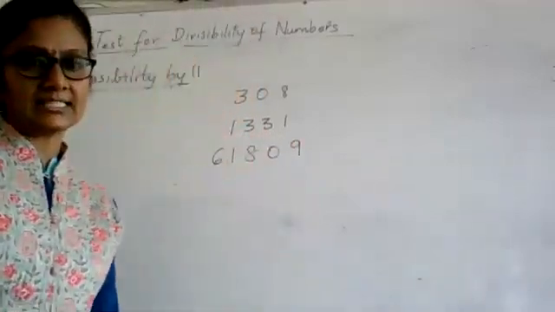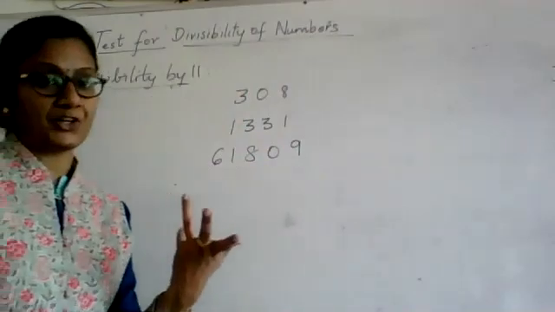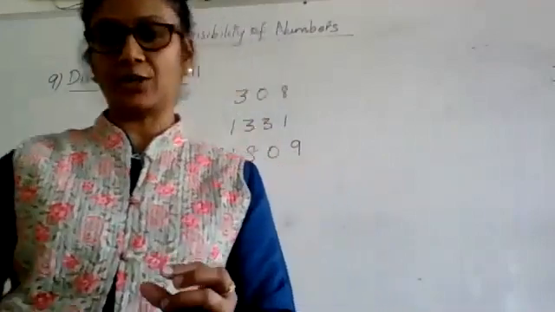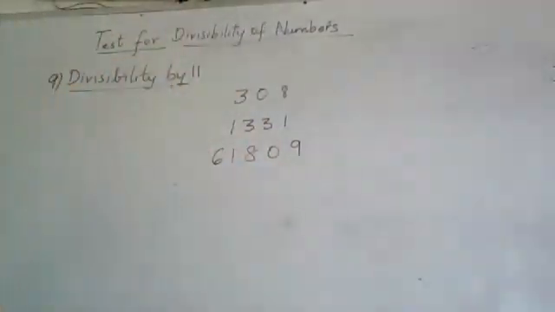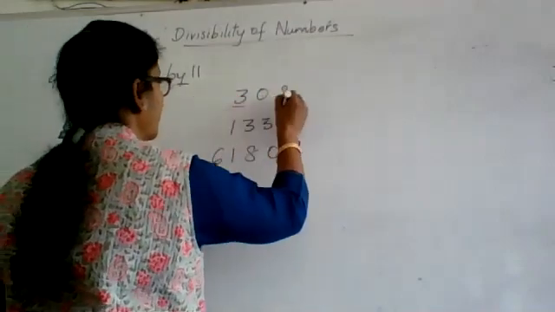Now the last test of divisibility that we are going to see is the divisibility by 11. Now this involves a lot of operations that we have to do. So slowly I will tell you all that you have to do. You have to add the alternate digits. So we'll underline the alternate digits.